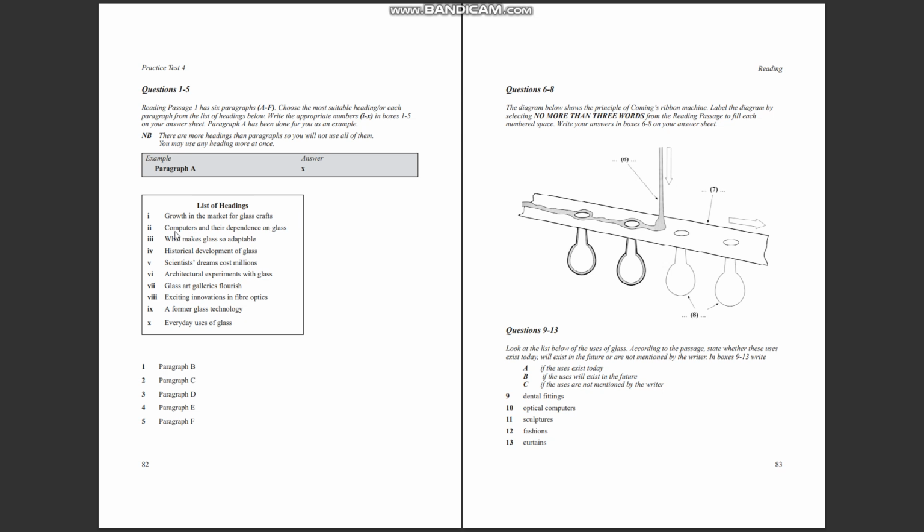Let us check the other options quickly. Computers and their dependence, no. What makes glass so adaptable, no. Historical development of glass. Scientist's dream cost million. Architectural experiment with glass, no. Glass art galleries flourish. Okay, this can also be the answer. Exciting innovations in fiber optics, a former glass technology, everyday uses, no. So I'm confused between glass art galleries and growth in market for glass craft.